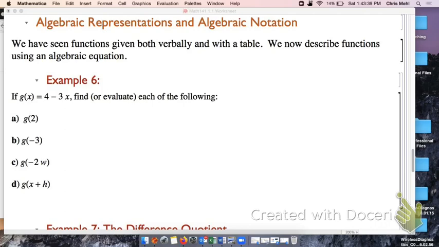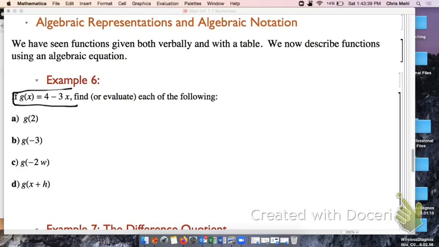Okay, algebraic representations and algebraic notation. Okay, so again, I've shown you functions given both verbally and with a table. We now describe functions using an algebraic equation, which I did a little bit up in the previous example. Okay, so now I want to do some calculating outputs from inputs.